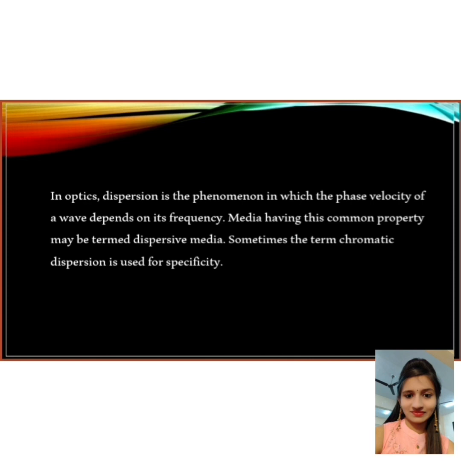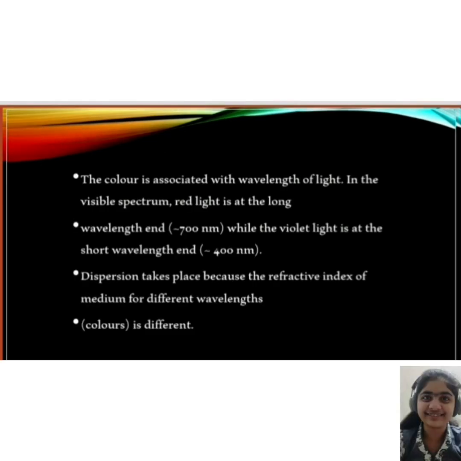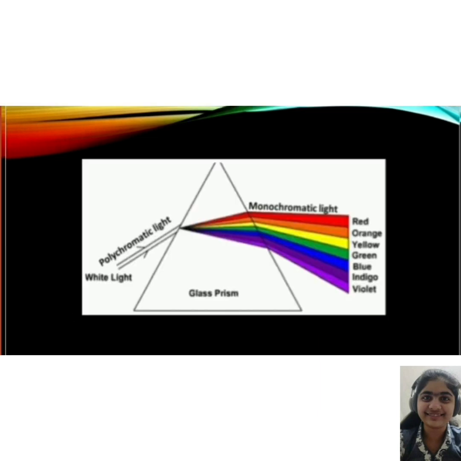In optics, dispersion is the phenomenon in which the phase velocity of a wave depends on its frequency. Media having this common property may be termed dispersive media. Sometimes the term chromatic dispersion is used for specificity. The color is associated with the wavelength of light. In the visible spectrum, red light is at the long wavelength end, approximately 700 nanometers, while violet light is at the short wavelength end, approximately 400 nanometers.